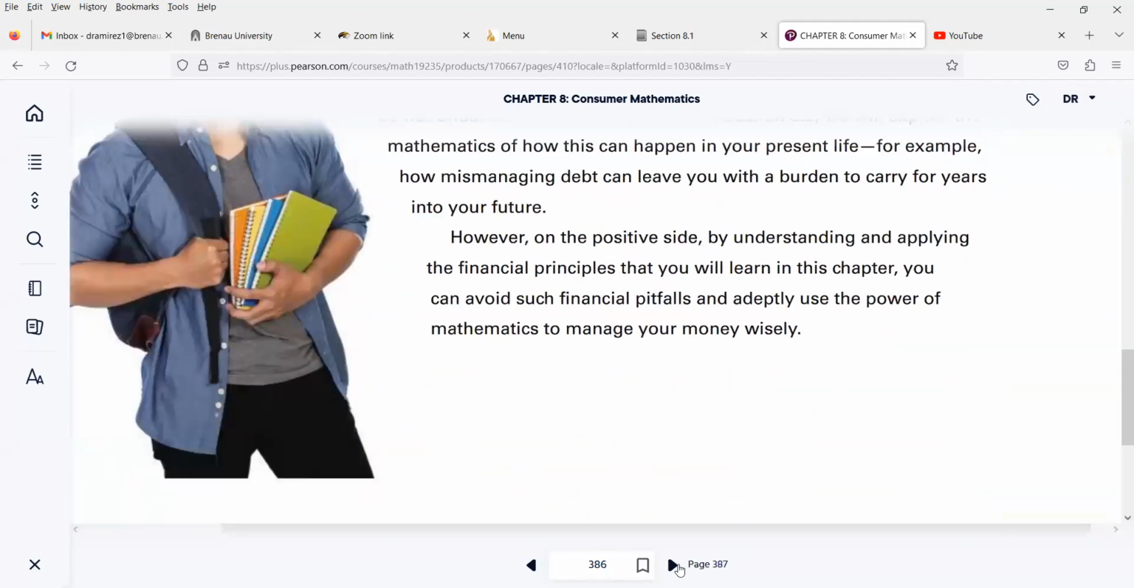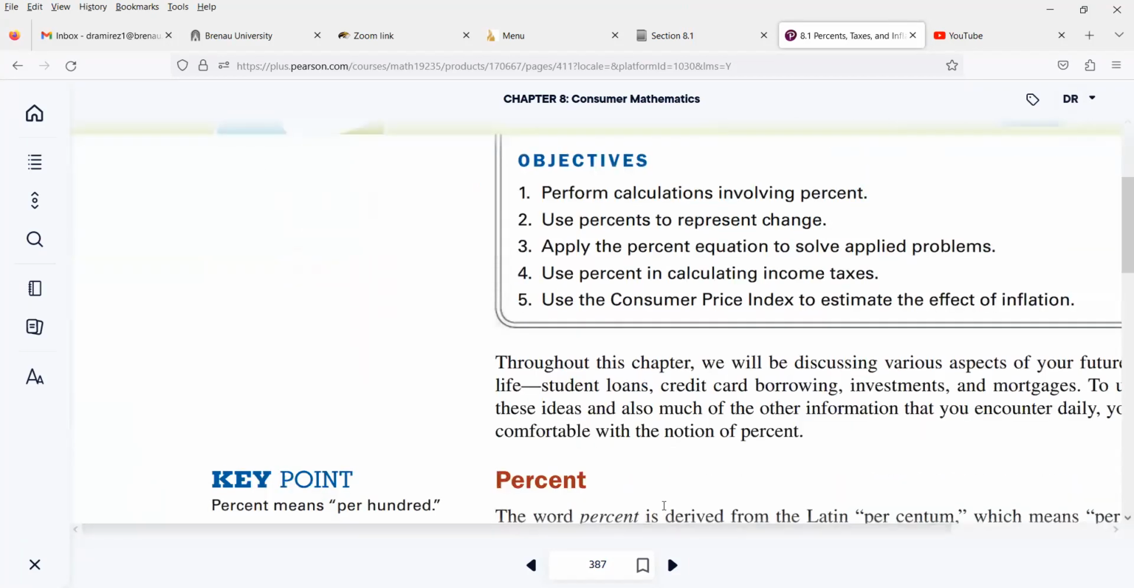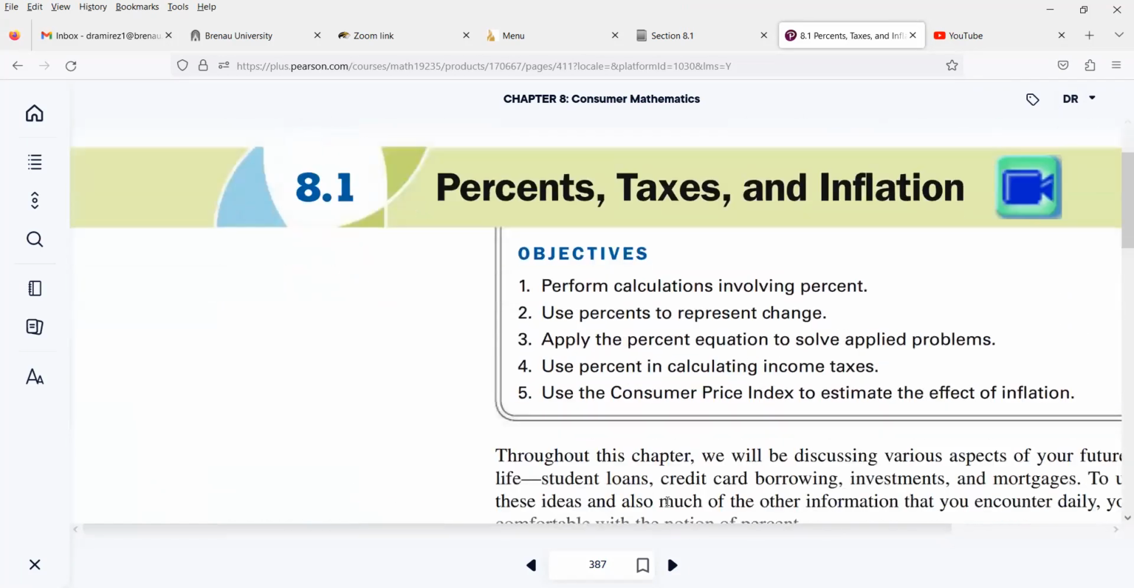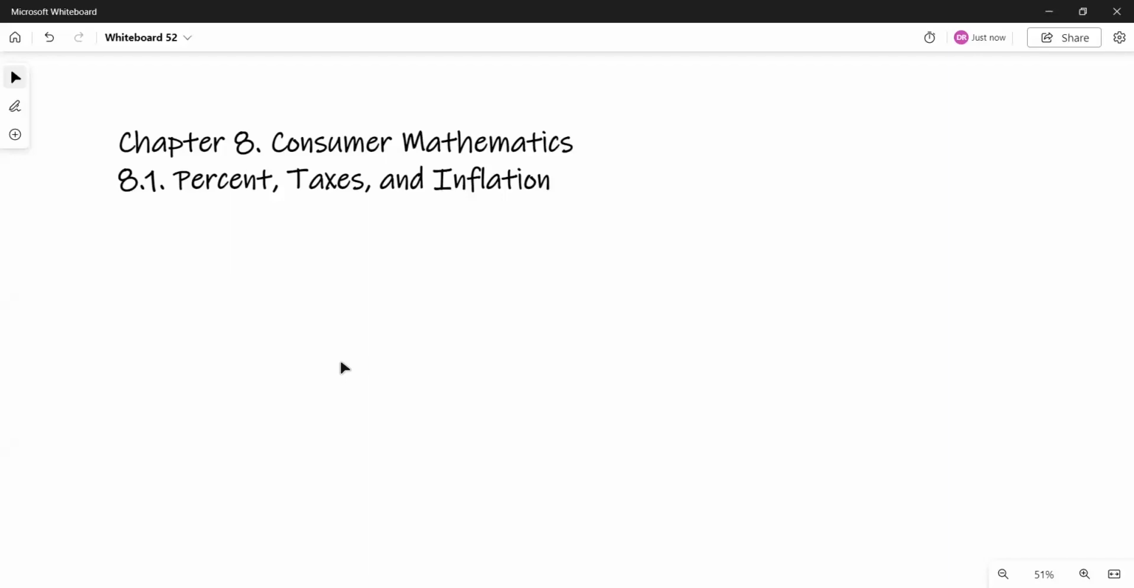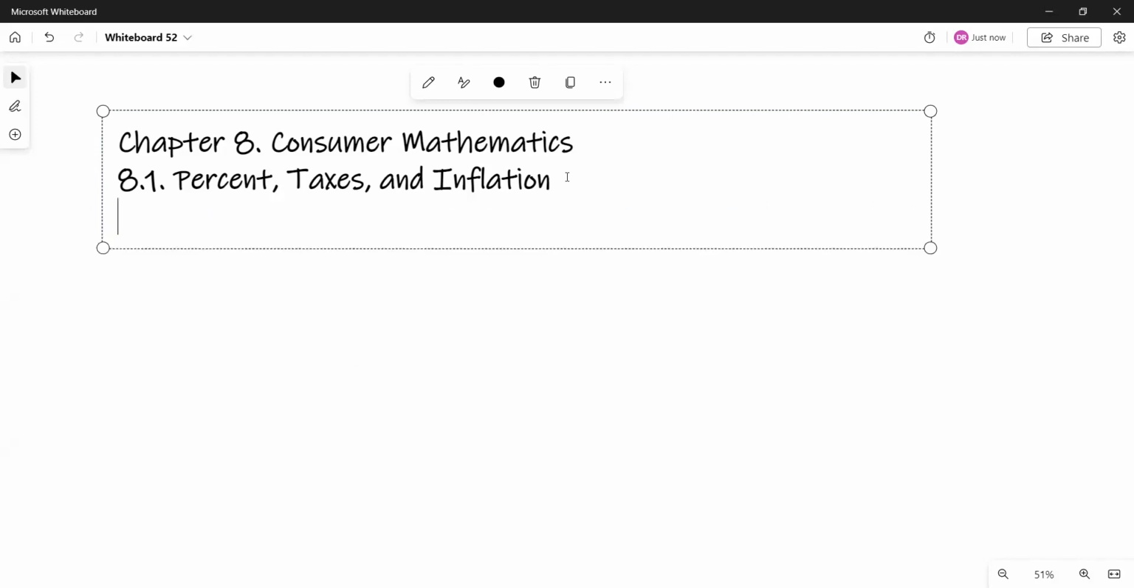Okay, so we're going to start the first section, 8.1, about percent, taxes, and inflation. We have been working with percents since the beginning of the semester, but let's suppose we haven't, and we're going to do a review of percents.